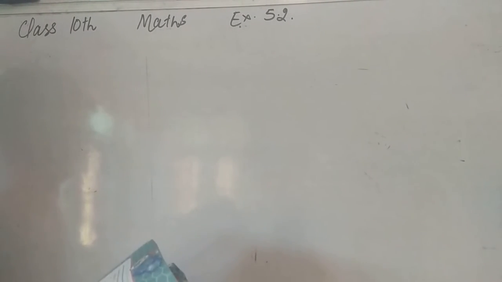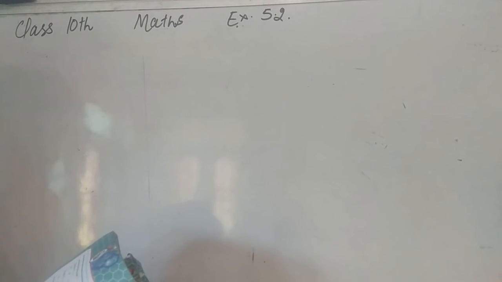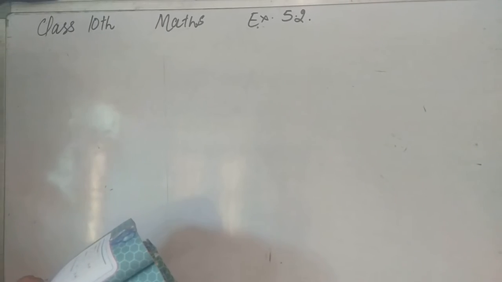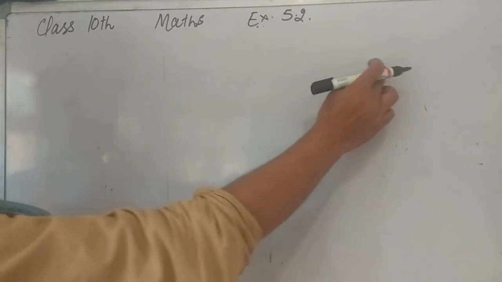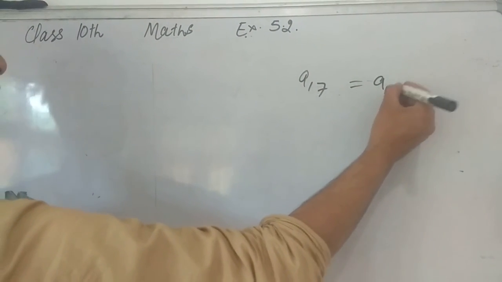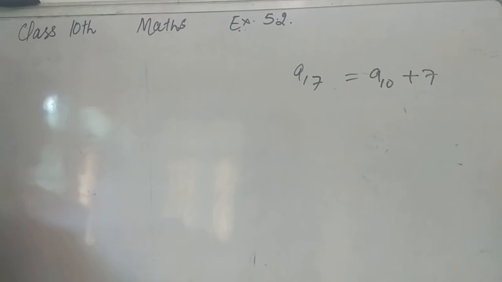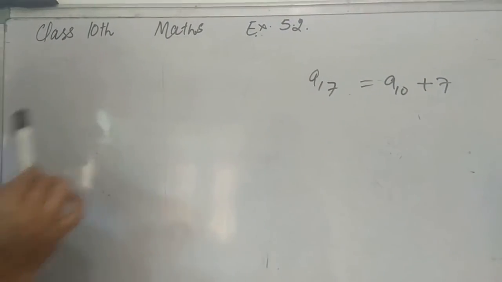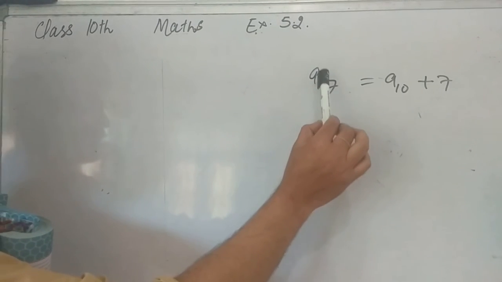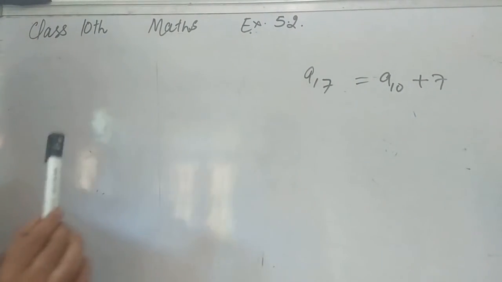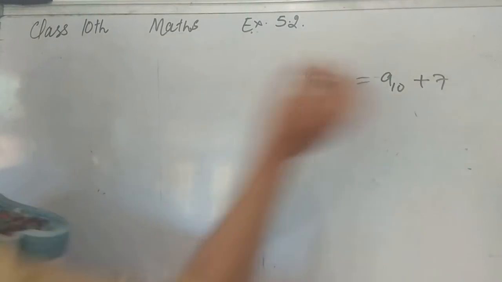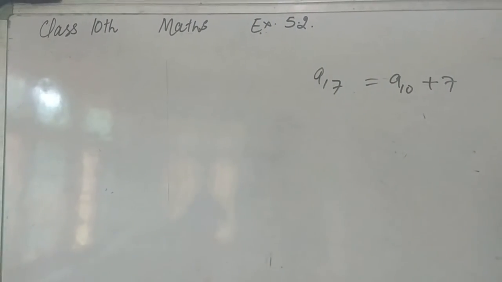Now dear students, the last question, another important question is, the 17th term of an AP exceeds the 10th term. 17th term means A17 exceeds the 10th term means A10 by number 7. It is the condition given in the question. We have given an arithmetic progression whose 17th term exceeds the 10th term by number 7. That is, the difference between the 17th term and 10th term is 7, or we can say that the 17th term exceeds the 10th term by 7. We have to find its common difference. We have to find the value of D.